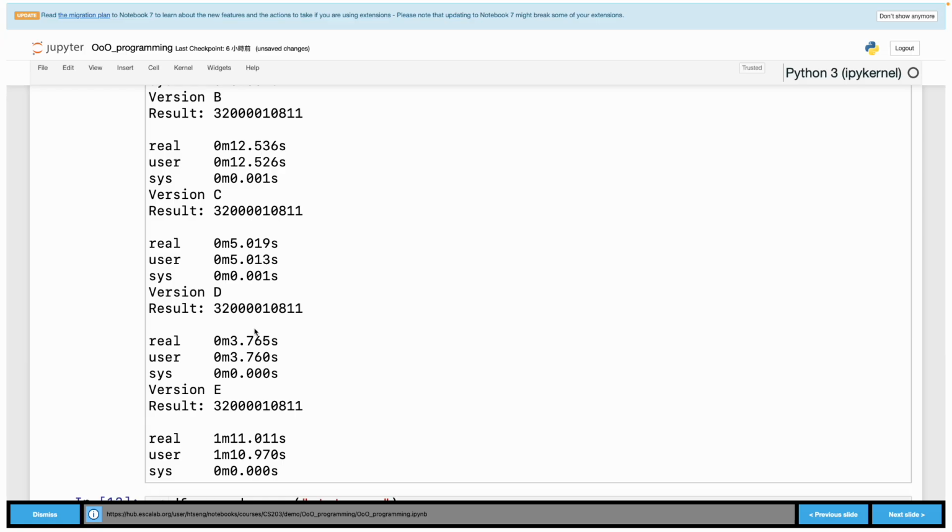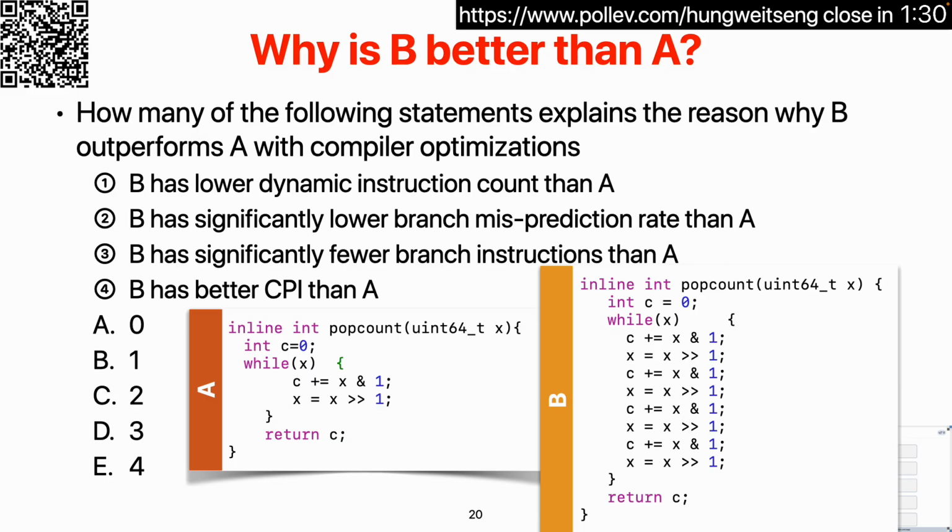So today in the lecture, we are going to use these 5 different versions of the code to tell you what ILP plays in there and what tricks the programmer uses to make the code have different performance. So let's take a look at version B and A.